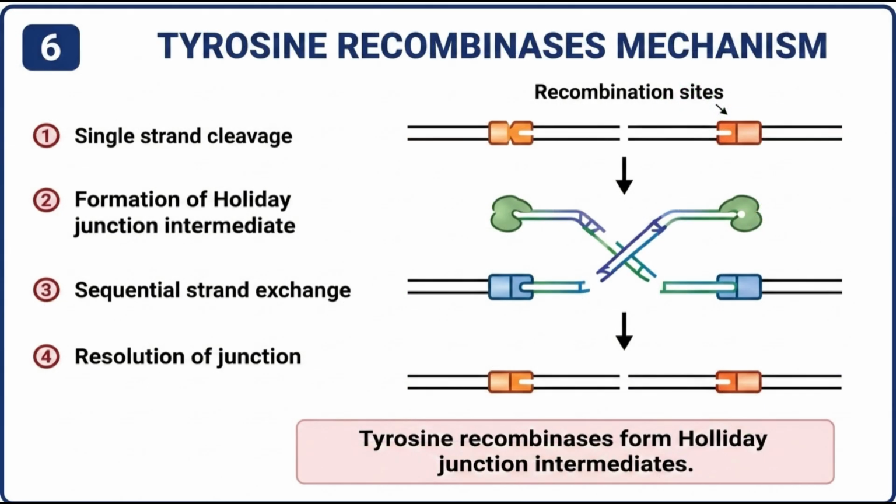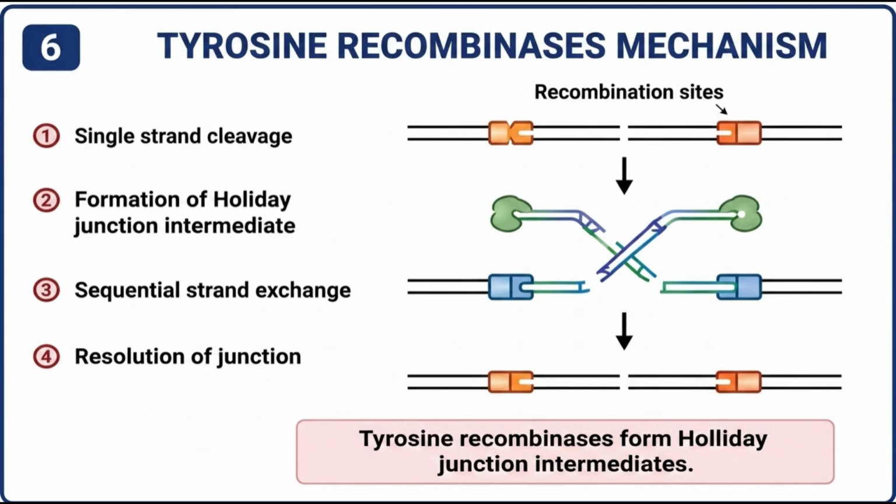Tyrosine recombinases mechanism. Tyrosine recombinases operate differently from serine recombinases. These enzymes cleave one DNA strand at a time. The active site tyrosine attacks the DNA backbone and forms a covalent phosphotyrosine intermediate. After the first strand exchange, a Holliday junction intermediate is formed.